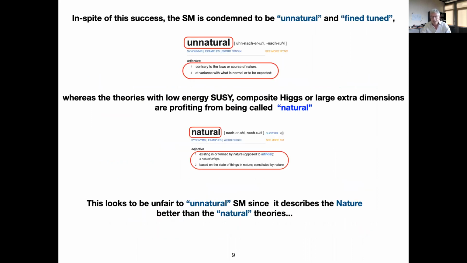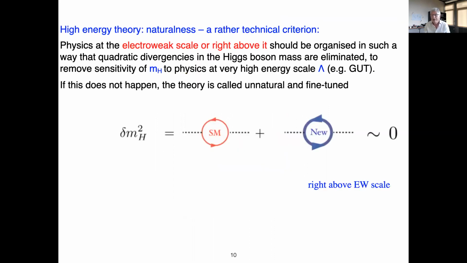So in spite of this success, the standard model is condemned to be unnatural or fine-tuned, which is somewhat in contrast with this definition, whereas the theories with low energy supersymmetry, composite Higgs boson, or large extra dimensions are profiting from being called natural. I would say that this looks unfair to the unnatural standard model, since it describes nature better than the natural theories.